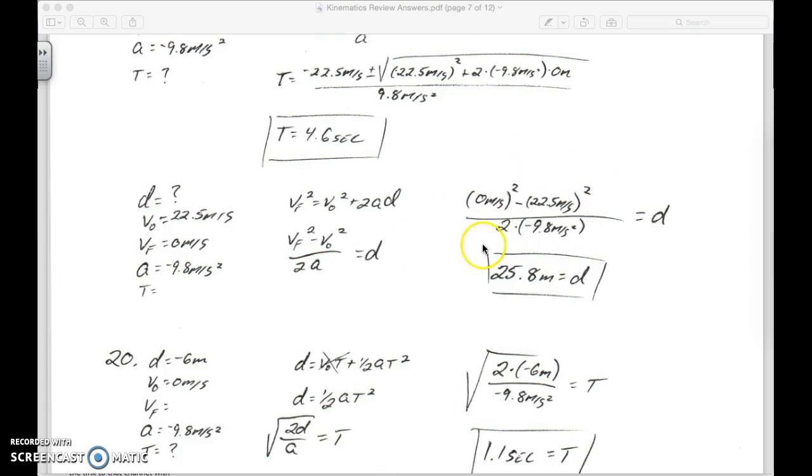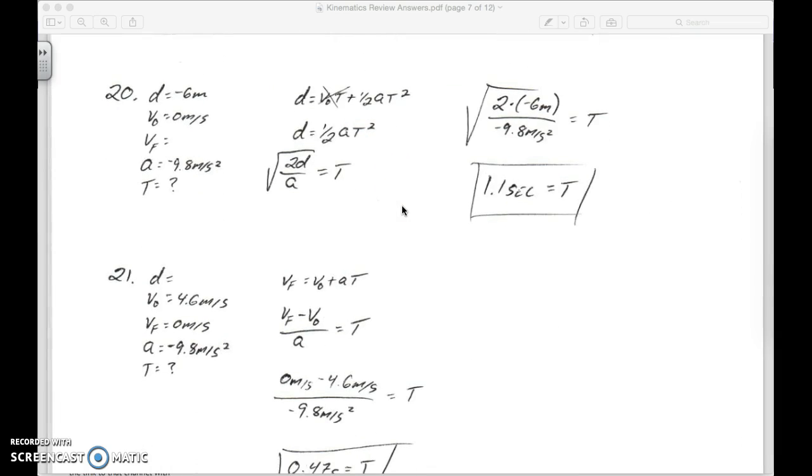We're going to plug in our numbers like you see here. VF is 0, V naught is 22.5, and a is negative 9.8 meters per second squared. When we plug that into our calculator, we find the maximum height for the ball is 25.8 meters.